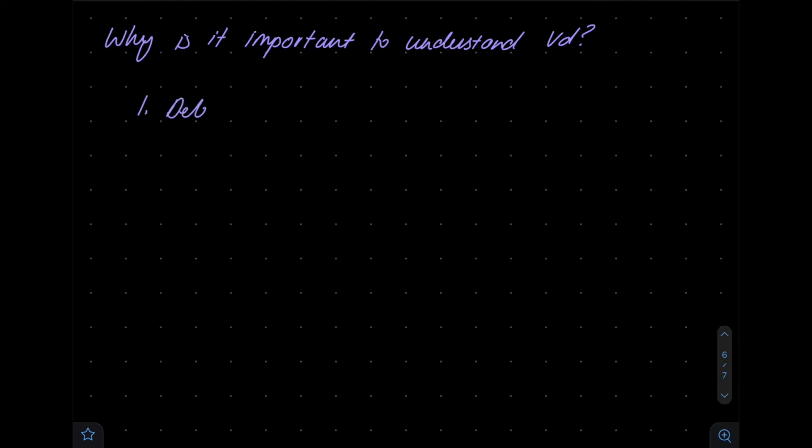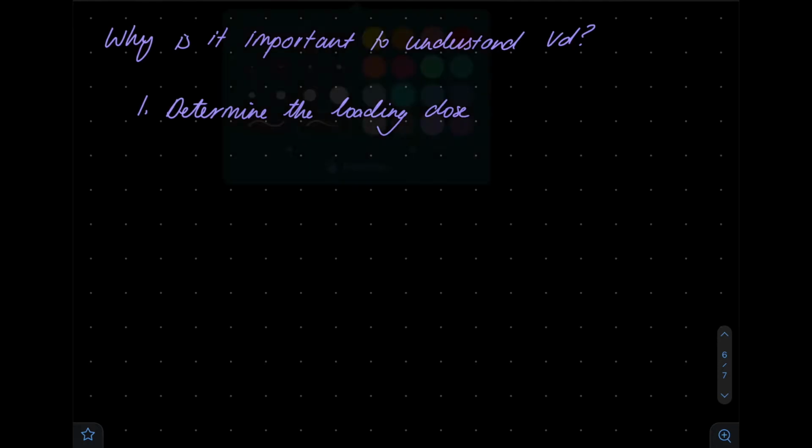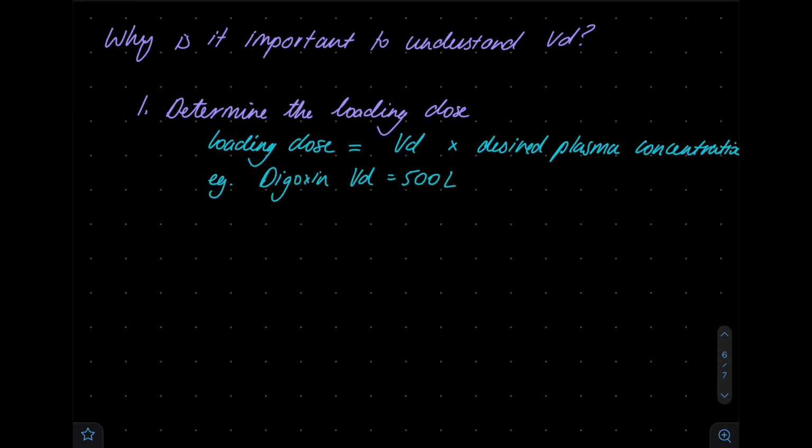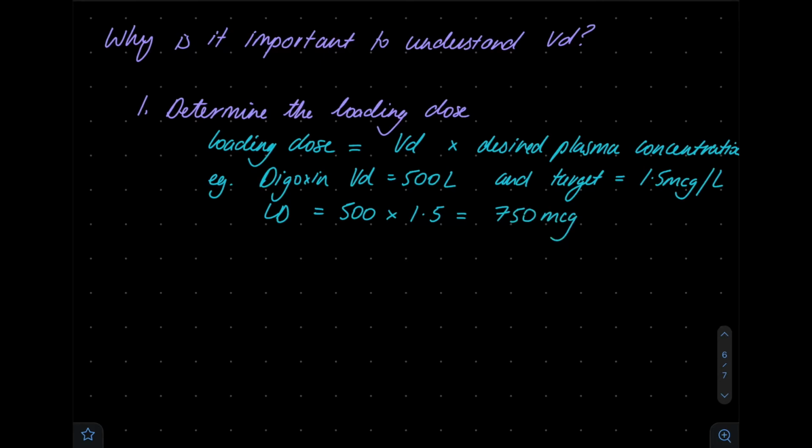Firstly, volume of distribution is important because it determines the loading dose. The loading dose equals the volume of distribution times the desired plasma concentration. For example, digoxin has a volume of distribution of 500 liters, and the target concentration we want to achieve is 1.5 micrograms per liter. Therefore, the loading dose is 500 times 1.5, which is 750 micrograms. And this is pretty close to the recommended loading dose for digoxin, which is around 750 to 1500 micrograms.